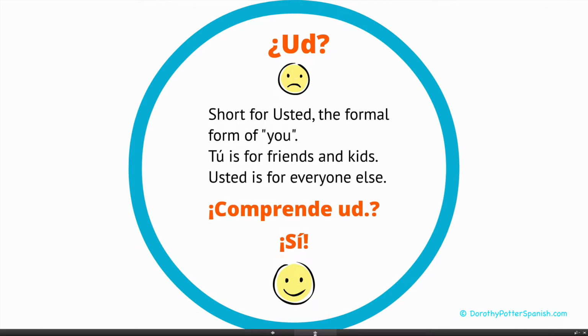By the way, this abbreviation Ud., sometimes written as Vd. in Spain, means usted. We're always looking for shortcuts. So when you see Ud., don't say "ud," say usted. That's the formal form of you that you will use with the parents and other adults you speak with who are not your friends. ¿Comprende usted?